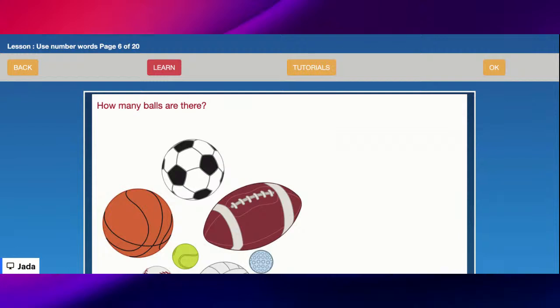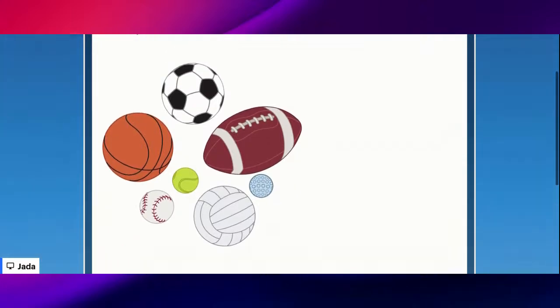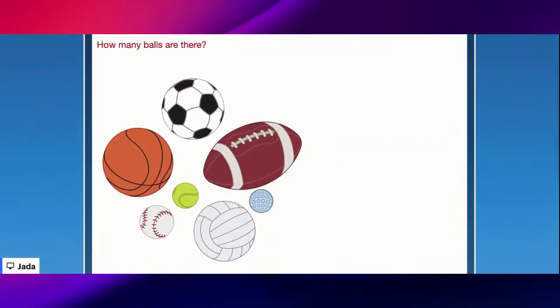I think it's better now, right? So yeah. What about the balls? How many balls do we have? Okay, 7.